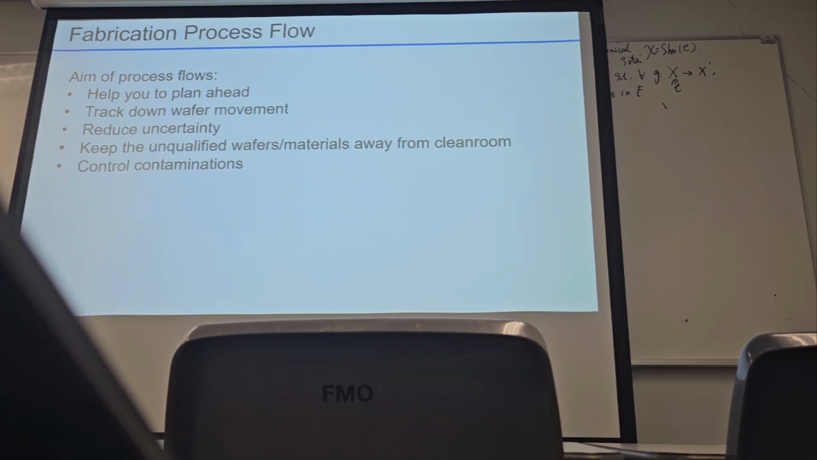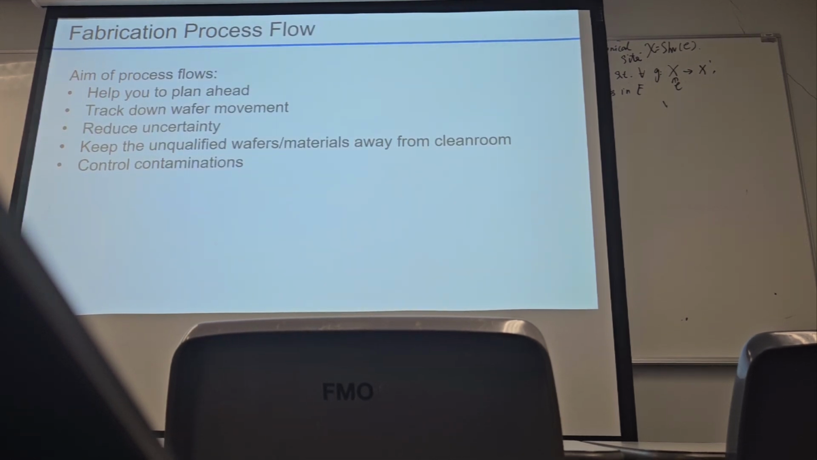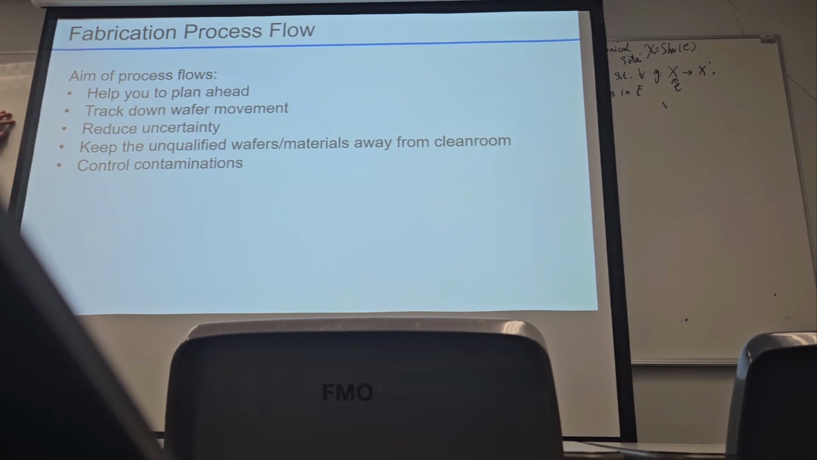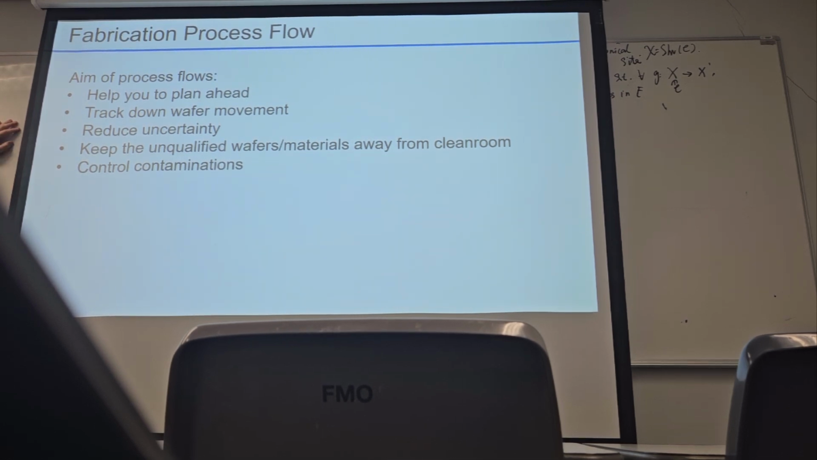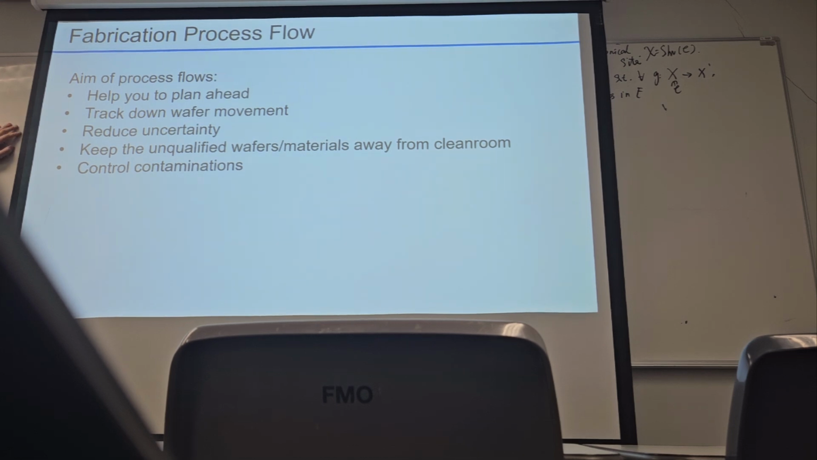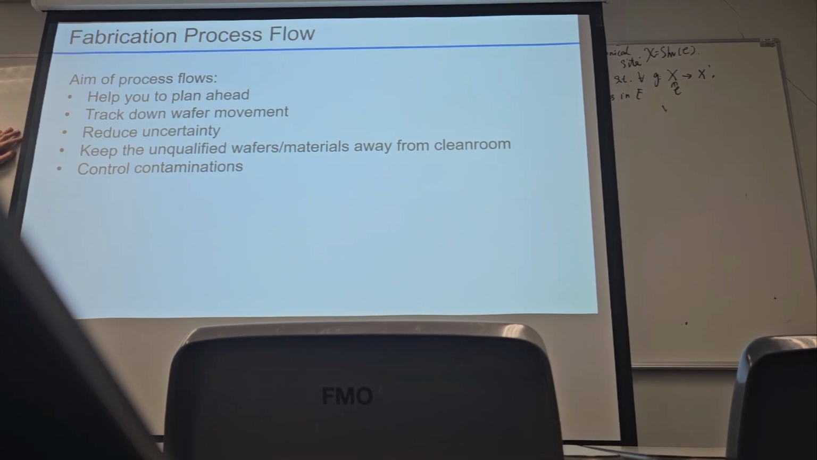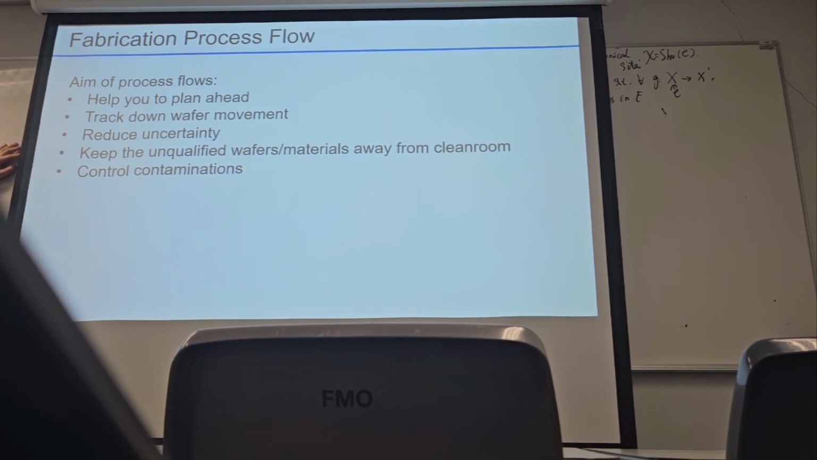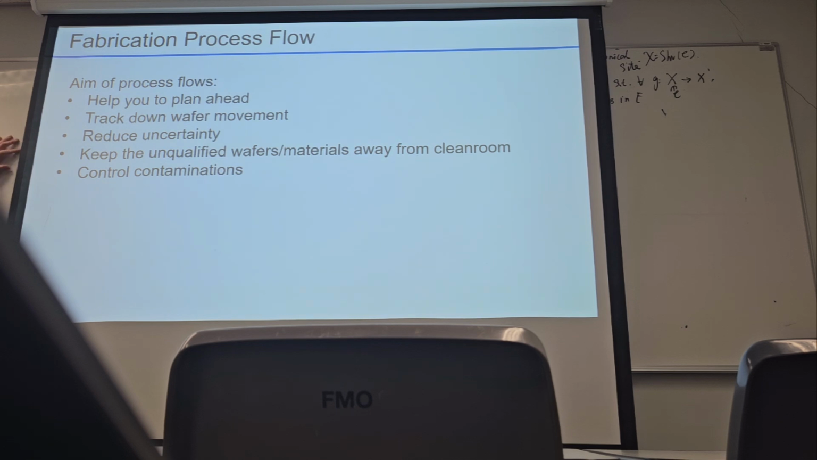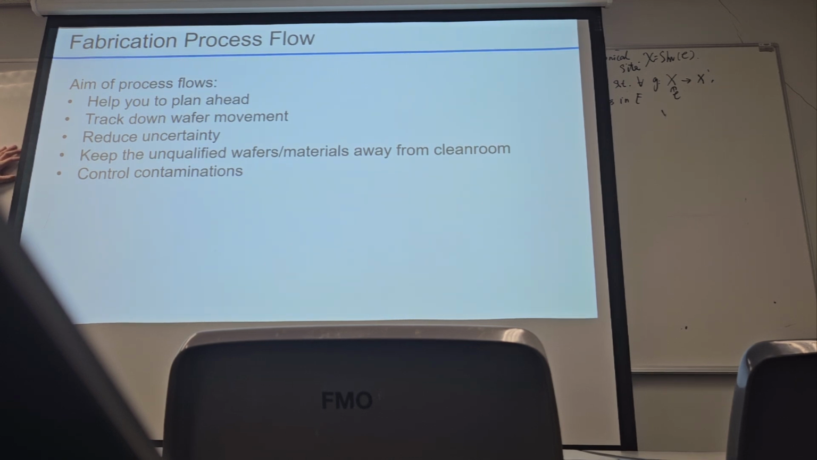The last part I want to mention is the fabrication process flow. Next week I'm also going to discuss this a little bit. Why do we need the process flow? To help you plan ahead, track down the wafer movement, reduce the uncertainty, and keep unqualified wafer materials away from the clean room. In the next slide I'm going to show you that we have different levels of cleanness for different equipment, and this helps us control contamination.